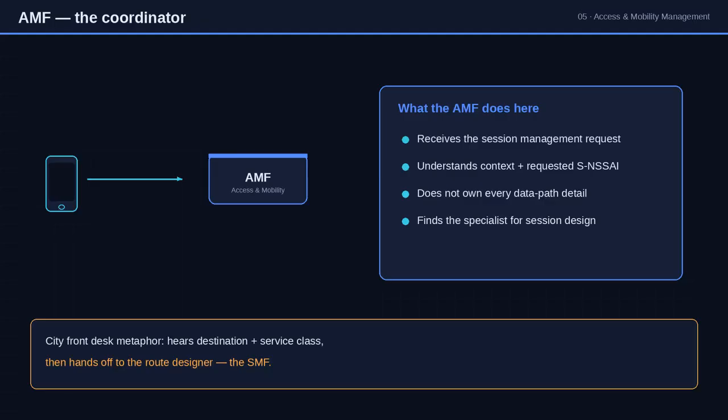You can picture the AMF as the city's front desk. It hears the traveler's destination and service class, then finds the specialist who designs routes of that kind. That handoff is essential. If every function tried to do every job, the architecture would collapse into one overloaded box. 5G separates concerns: mobility and access coordination on one side, session and user plane arrangement on the other. The AMF is the bridge into that second world.